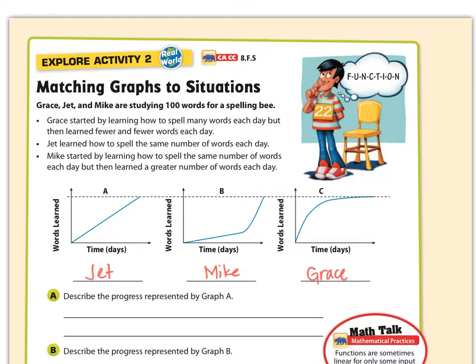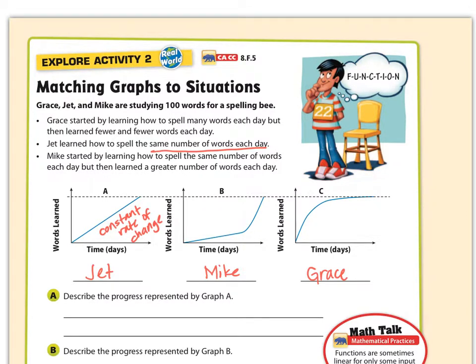Okay, and here are the three solutions. Jet is graph A because it says that he learned how to spell the same number of words each day. So that's crucial there. That means that we have a constant rate of change, right? The graph A is the only graph that's linear. So linear means constant rate of change.